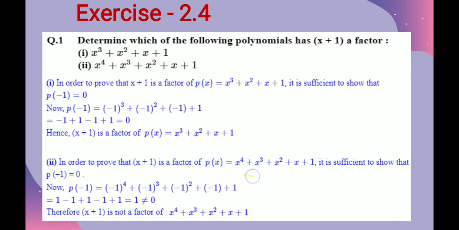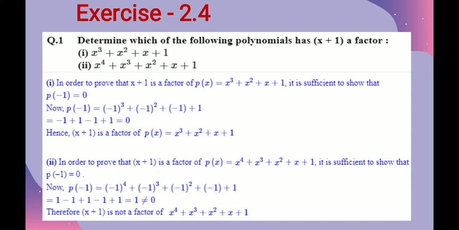Now, solving the second part, in order to prove that x plus 1 is a factor of p(x), which is equal to x raised to the power 4 plus x raised to the power 3 plus x raised to the power 2 plus x plus 1, it is sufficient to show that p of minus 1 is equal to 0. Now, p of minus 1 is equal to (minus 1) raised to the power 4 plus (minus 1) raised to the power 3 plus (minus 1) raised to the power 2 plus (minus 1) plus 1.